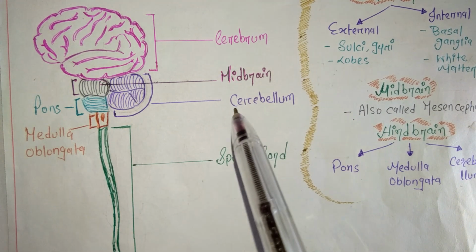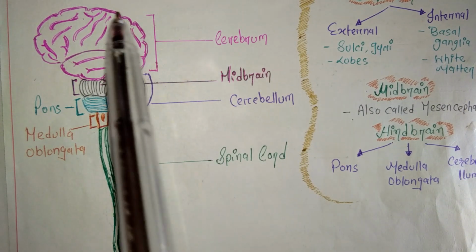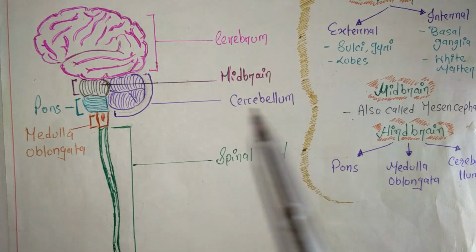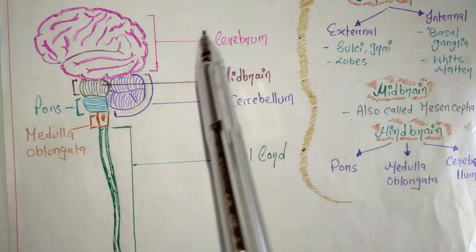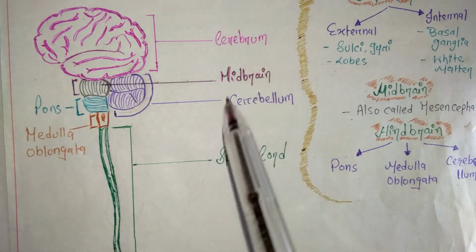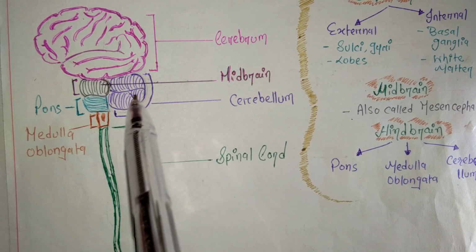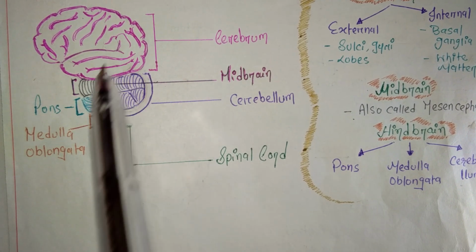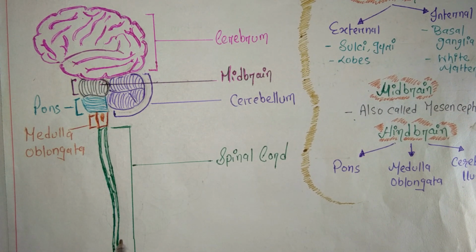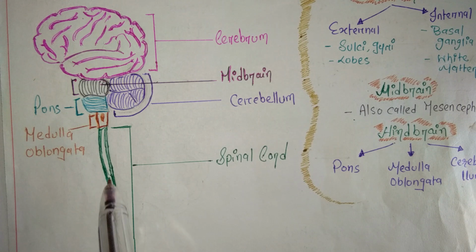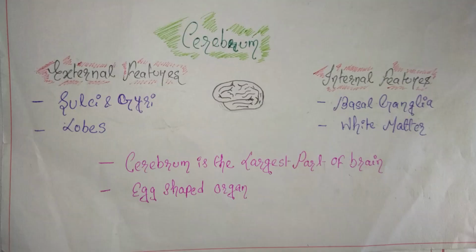Don't get confused between cerebellum and cerebrum. Cerebrum is the part of forebrain and cerebellum is the part of hindbrain. Cerebellum, pons and medulla oblongata are part of hindbrain. So forebrain, midbrain and hindbrain. And this long green process is known as spinal cord.